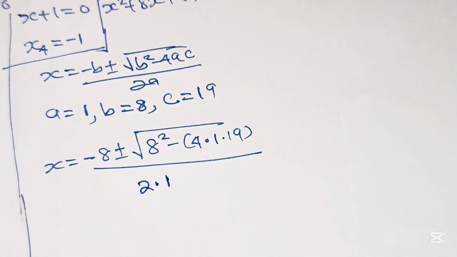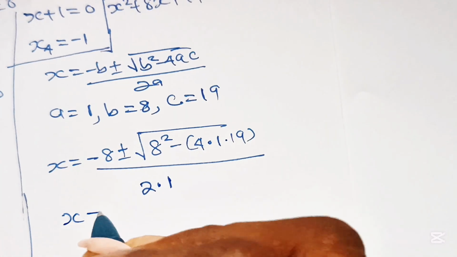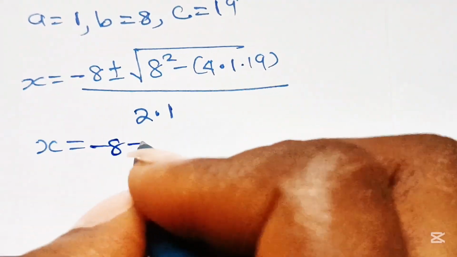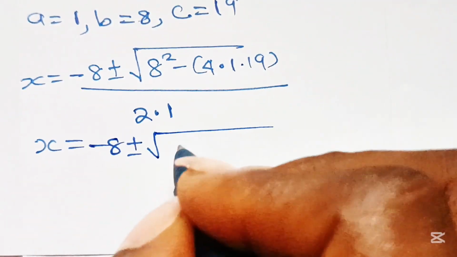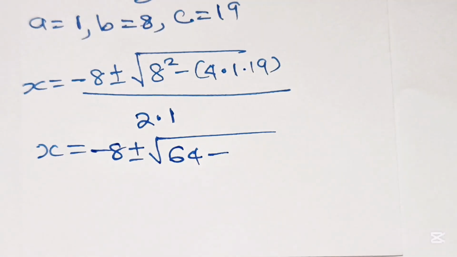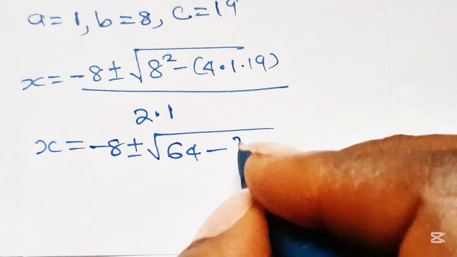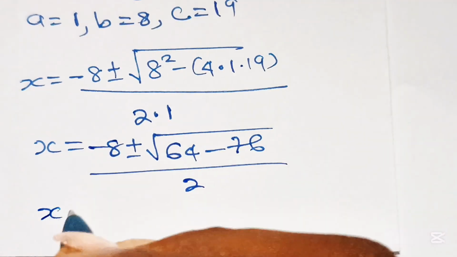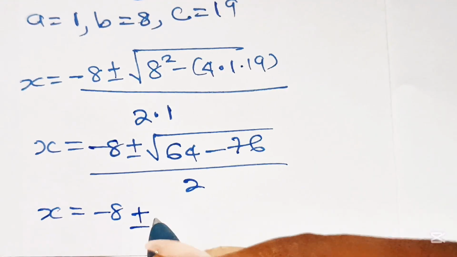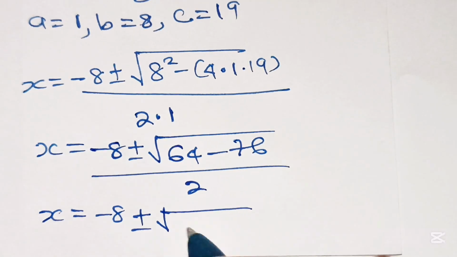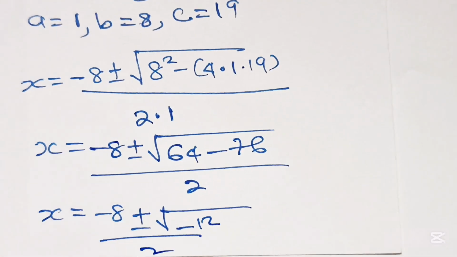All right, so we have that x is equal to minus 8 plus or minus the square root of 64 minus, now 4 multiplied by 19 will give us 76, everything divided by 2. So our x is minus 8 plus or minus the square root of minus 12, divided by 2.